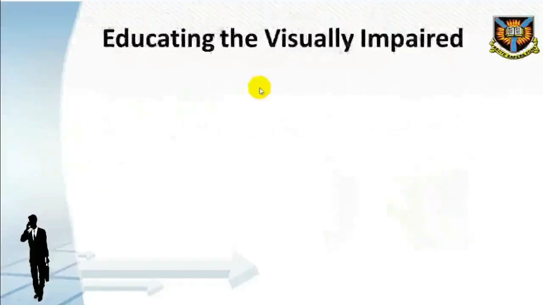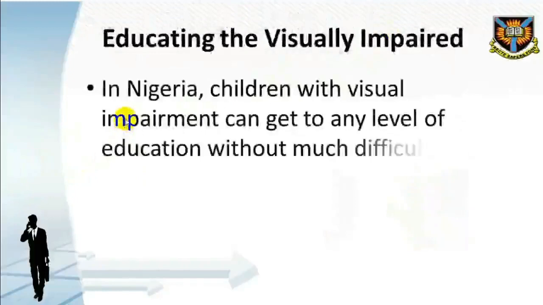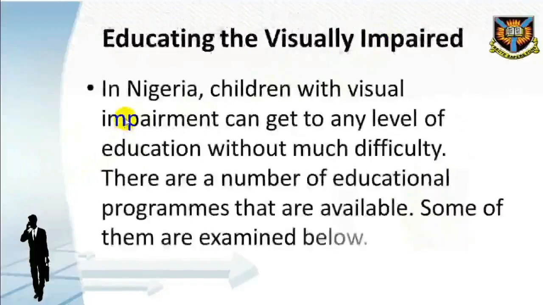Educating the visually impaired. We want you to know that it is the right of every child to go to school, his or her disability notwithstanding, according to the United Nations Declaration and as contained in the National Policy on Education. So, the visually impaired child has the right to good education in Nigeria.